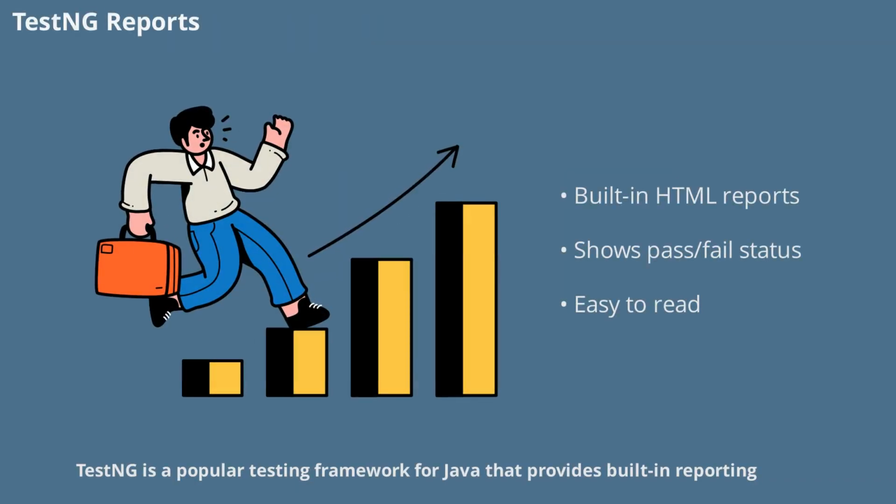TestNG is a popular testing framework for Java that provides built-in reporting. After running your Selenium tests, TestNG generates HTML reports showing test methods, pass-fail status, and execution times. These reports are easy to read and help you quickly assess the health of your test suite.